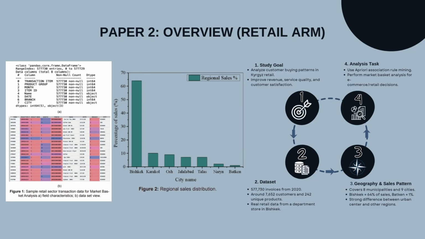Bishkek alone makes up about 64% of all sales, while places like Bakken are only around 1%, which shows a big gap between the capital and other regions. On top of this, they apply the Apriori algorithm for market basket analysis.